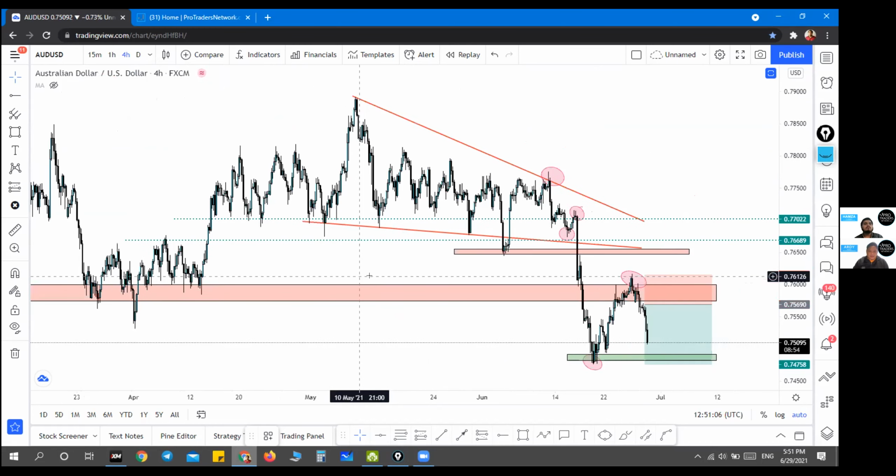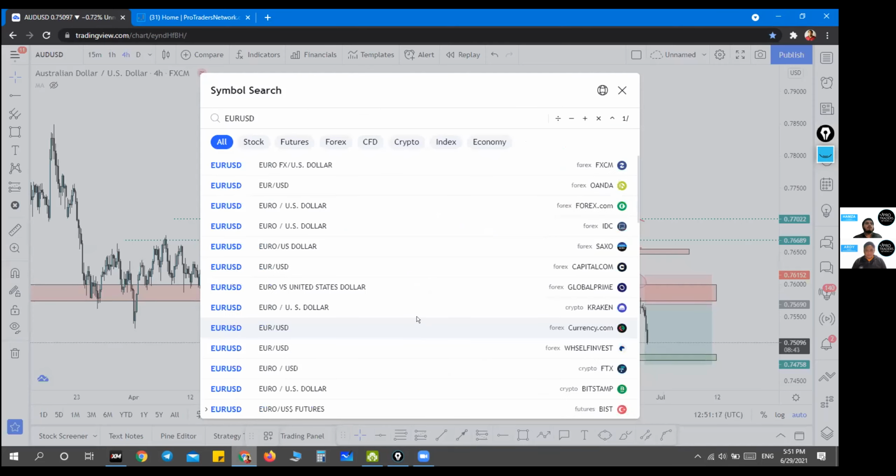So this was my Australian dollar. So let me show you the euro dollar.